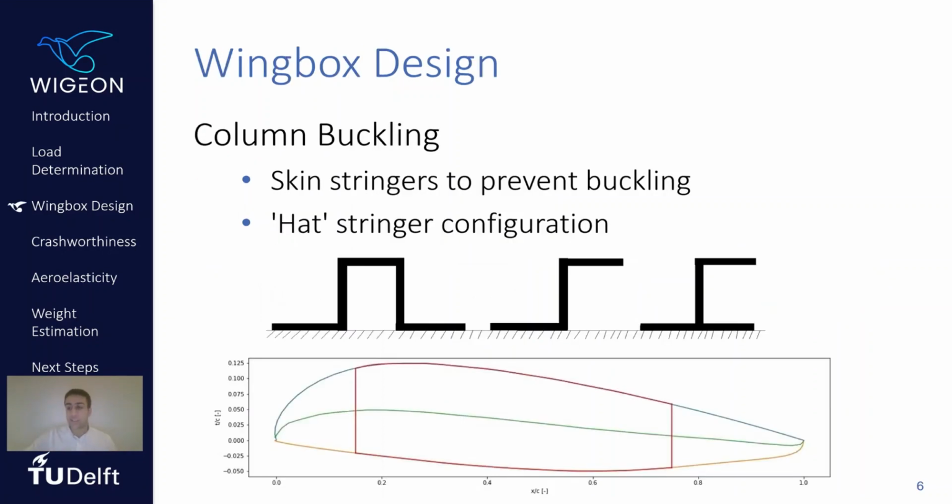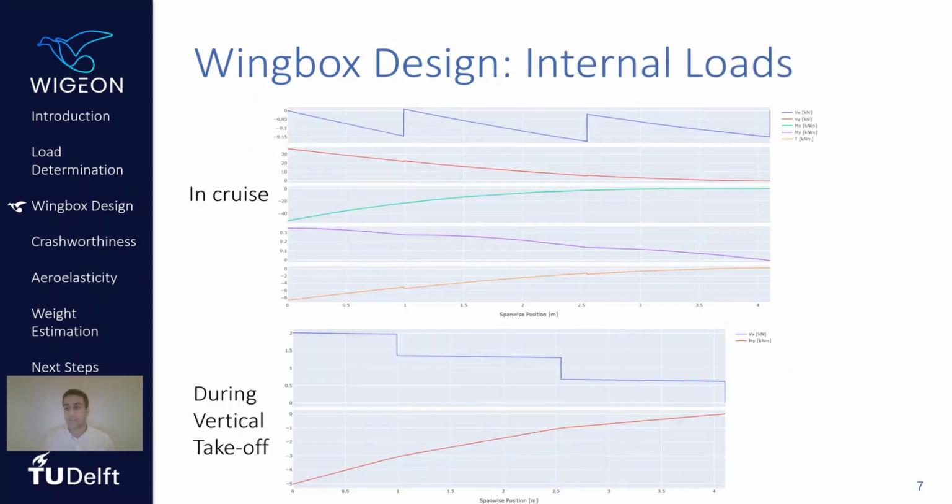Now, in order to design the structural component of the wing, otherwise known as the wingbox, stringers were used to add strength to the part of the wing cross-section where additional material is necessary to prevent column buckling. As such, a number of stringer geometries were considered, and the hat stringer was found to be the most effective geometry for a reference wing box.